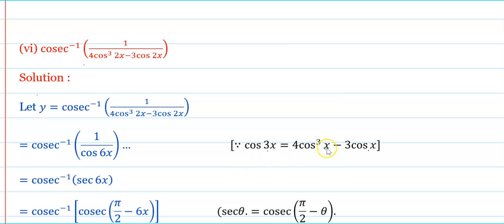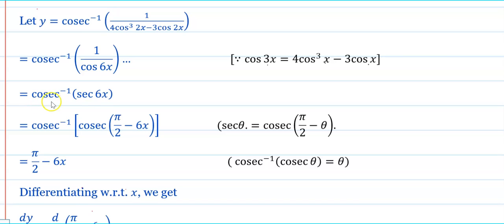Suppose here the angle is 2. So 3 times means what? If the angle is 1 times, then here cos of 3x. If the angle is 2 times, then 2 into 3, you will get the value of 4 times cos cube 2x minus 3 times cos of 2x, which is cos of 6x. Again, the reciprocal of cos is sec. Therefore, cosec inverse of sec of 6x.